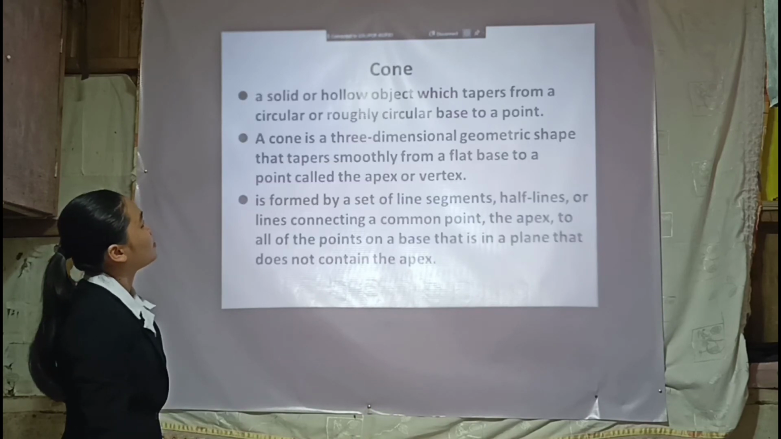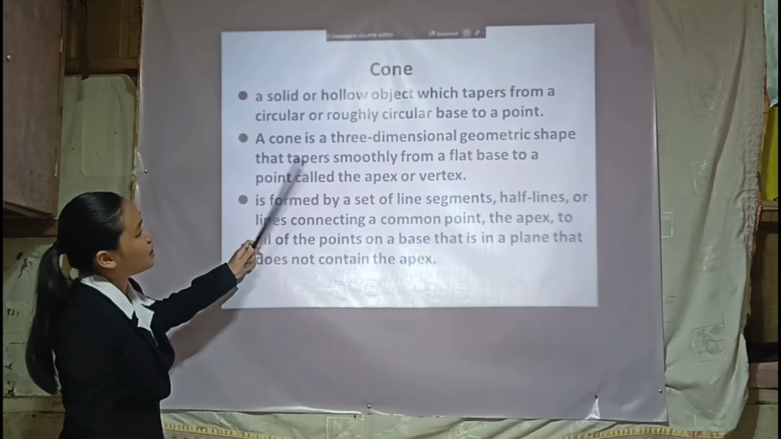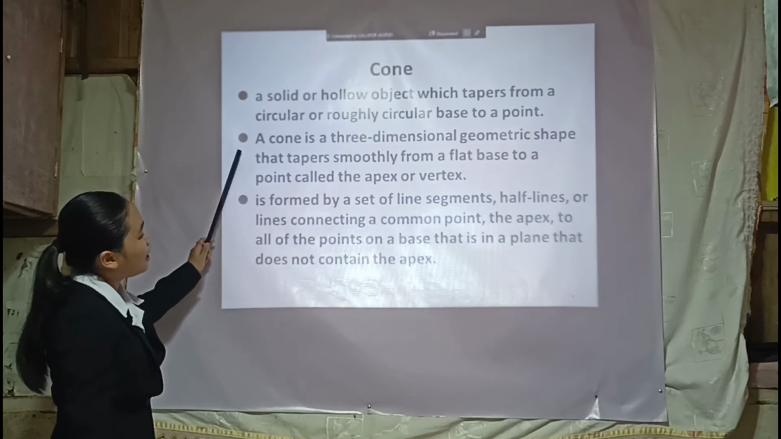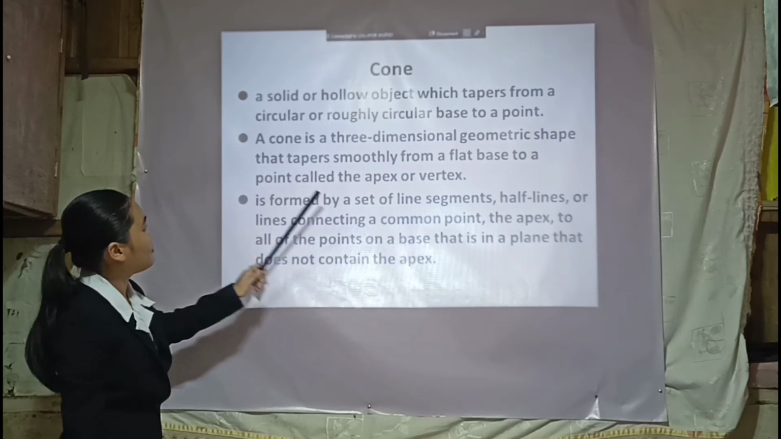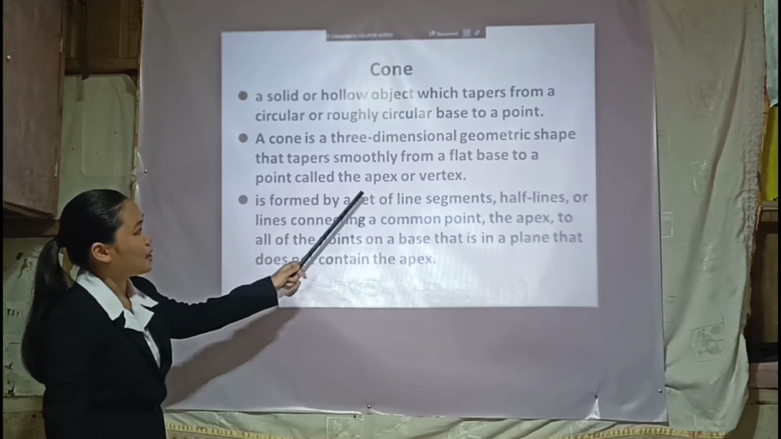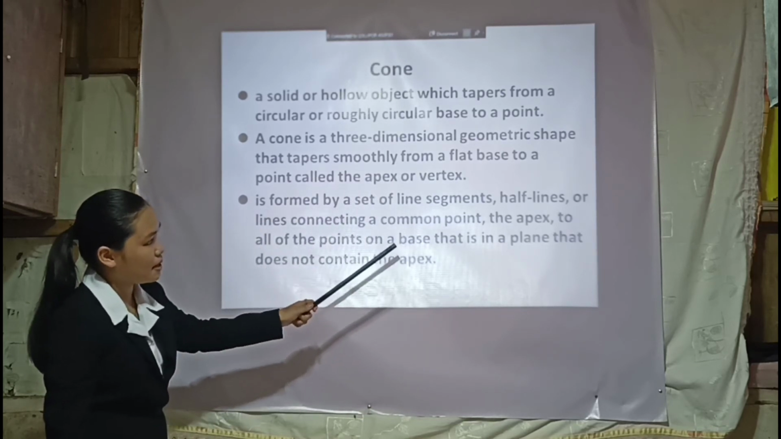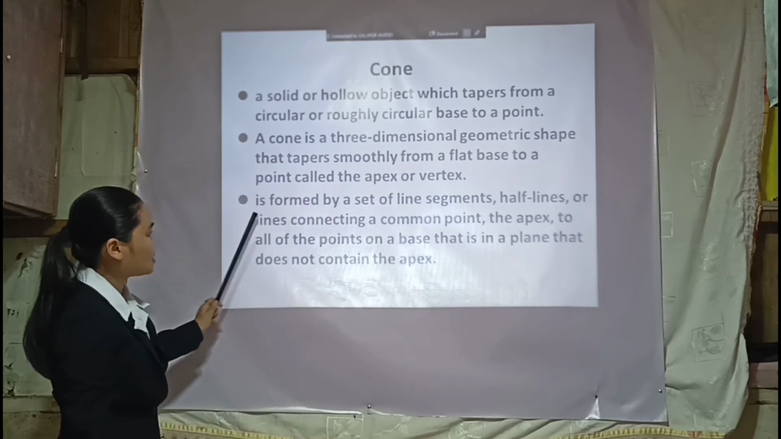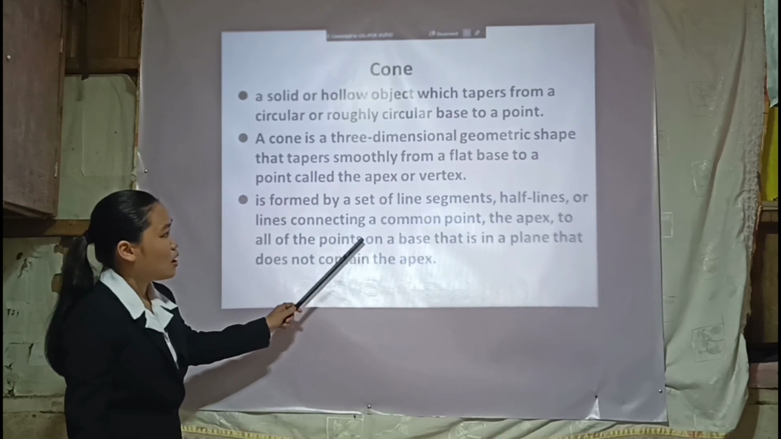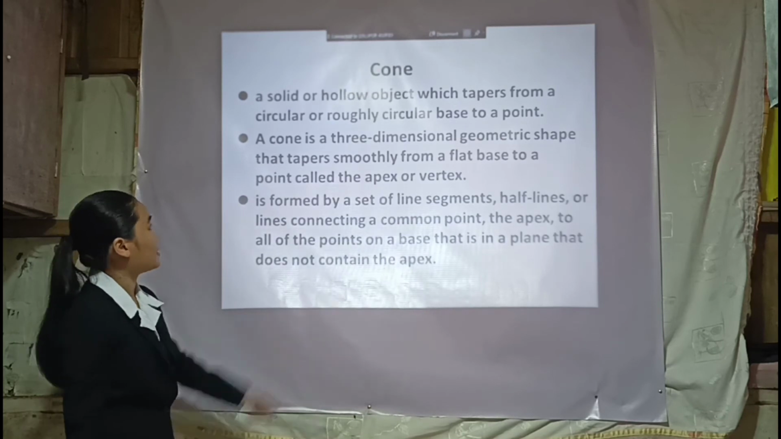Cone. A cone is a solid or hollow object which tapers from a circular or roughly circular base to a point. A cone is a three-dimensional geometric shape that tapers smoothly from a flat base to a point called the apex or vertex. A cone is formed by a set of line segments, half lines, or lines connecting a common point, the apex, to all of the points on a base that is in a plane that does not contain the apex.